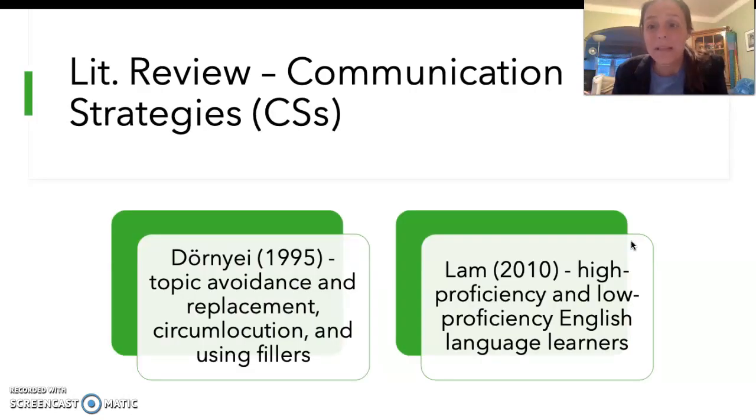The last part of this literature review is communication strategies. Dornyei in 1995 showed that students had a positive attitude towards using communication strategies, especially towards circumlocution. And Lamb in 2010 researched the effect of teaching communication strategies on both high proficiency and low proficiency English language learners. Lamb found that communication strategies can be taught to lower proficiency learners, and can be useful to them, whereas before, they didn't know whether teaching communication strategies would be good for low proficiency learners.